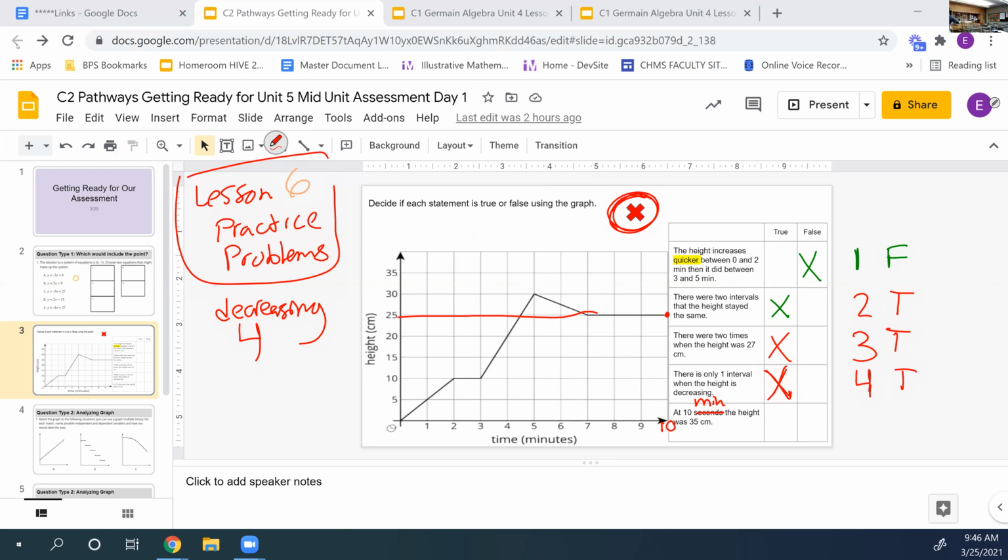25. 25, very good. So we're going to grab an X off our pile and we're going to put an X right in that false because it's not true. At 10 minutes, the height is only 25 centimeters. Very nice job, everybody. Fantastic work. So if you're in your book, you don't need to write the whole statements down. You can just do like number and then like true or false.